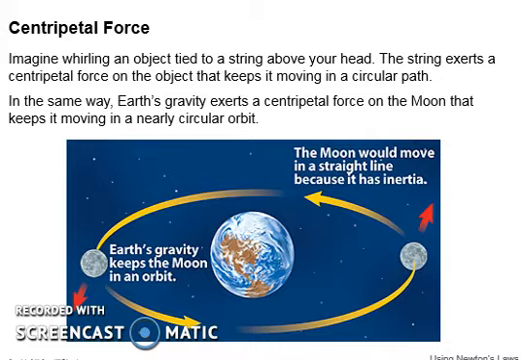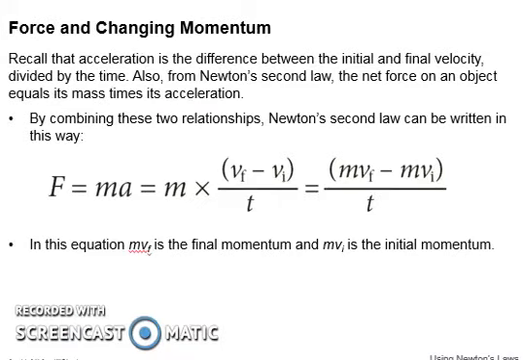Recall that acceleration is the difference between the initial and final velocity. So write that down: acceleration is the difference, the subtraction, between initial and final velocity, divided by time. It's also Newton's second law. The net force of an object equals its mass times its acceleration. So combining these two relationships, Newton's second law can be written in this way.